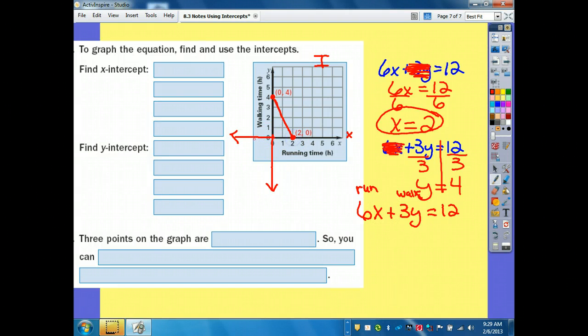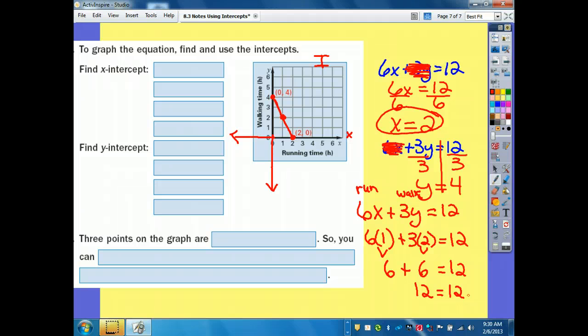Look at that. What would this one be if we ended up right here on the line? What does that tell us? We'd have to run 1 hour? Well, let's see if this works. 6 times 1 plus, what's walking? 2? 3 times 2, does that equal 12? 6 plus 6 equals 12. So yes, that would work also. That's another scenario we could use.